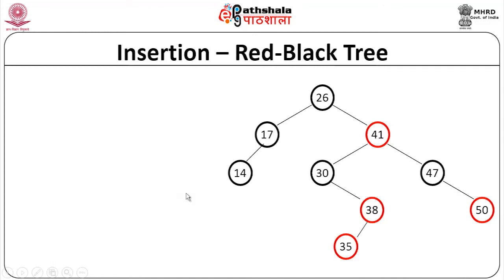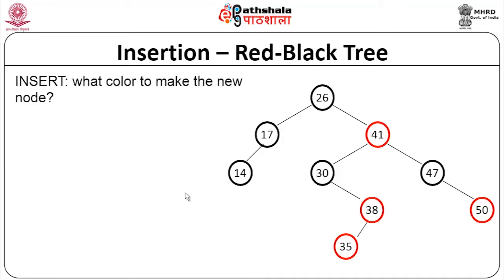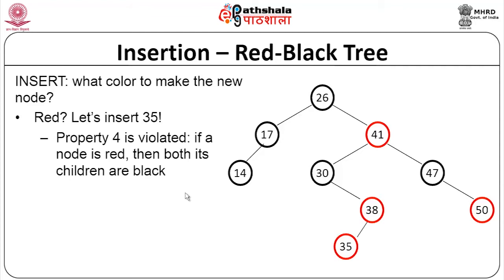So, let us look at this particular red black tree. Now the first question, 35 is the node we have inserted. So, let us insert 35. Now, if we color it red, we are actually breaking property 4, it is violated, because if a node is red, then both its children are black. 38 is red, both its children are black, here its child becomes red. So, we have violated that property.